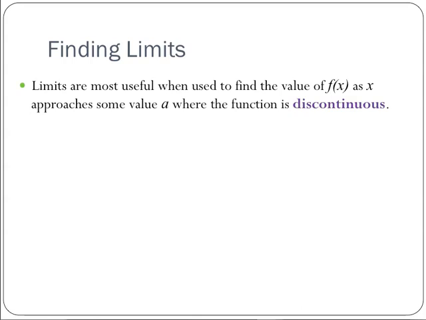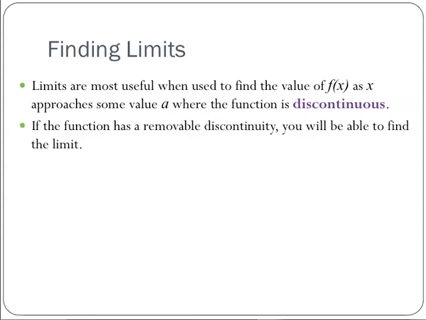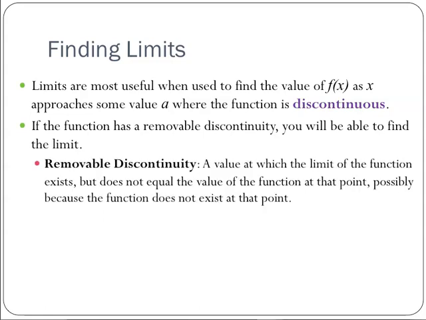If a function has what we call a removable discontinuity, or in other words, a hole, that means you have a graph and you just take out one point. If the function has a removable discontinuity, you will be able to find the limit. A removable discontinuity is a value at which the limit of the function exists, but does not equal the value of the function at that point, possibly because the function does not actually exist at that point.